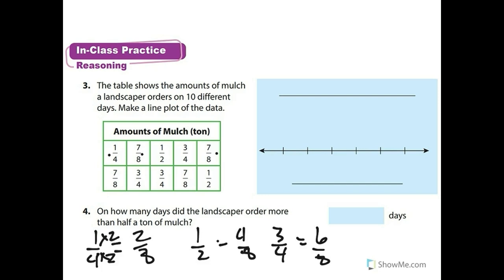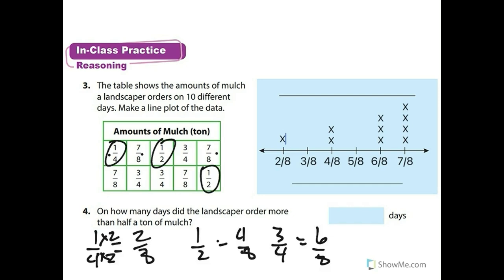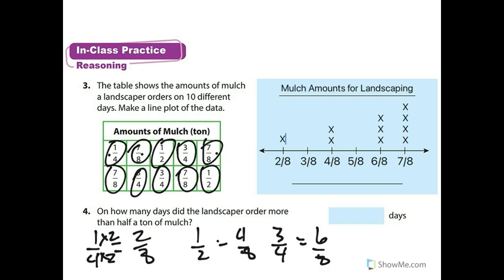And well, actually, let's put our labels and stuff down here. And then I'm going to put how many times each of these happen. So I'm going to go ahead and mark the X's. Alright, so I've got 1 of the 1/4 of the 2/8. I don't have any 3/8. I've got 2 of the 4/8, which is the 1/2. I don't have any 5/8. I have 3 of the 6/8, which is 3/4, and then I have 4 of the 7/8. All right, and then what I'm going to title it is mulch amounts for landscaping.